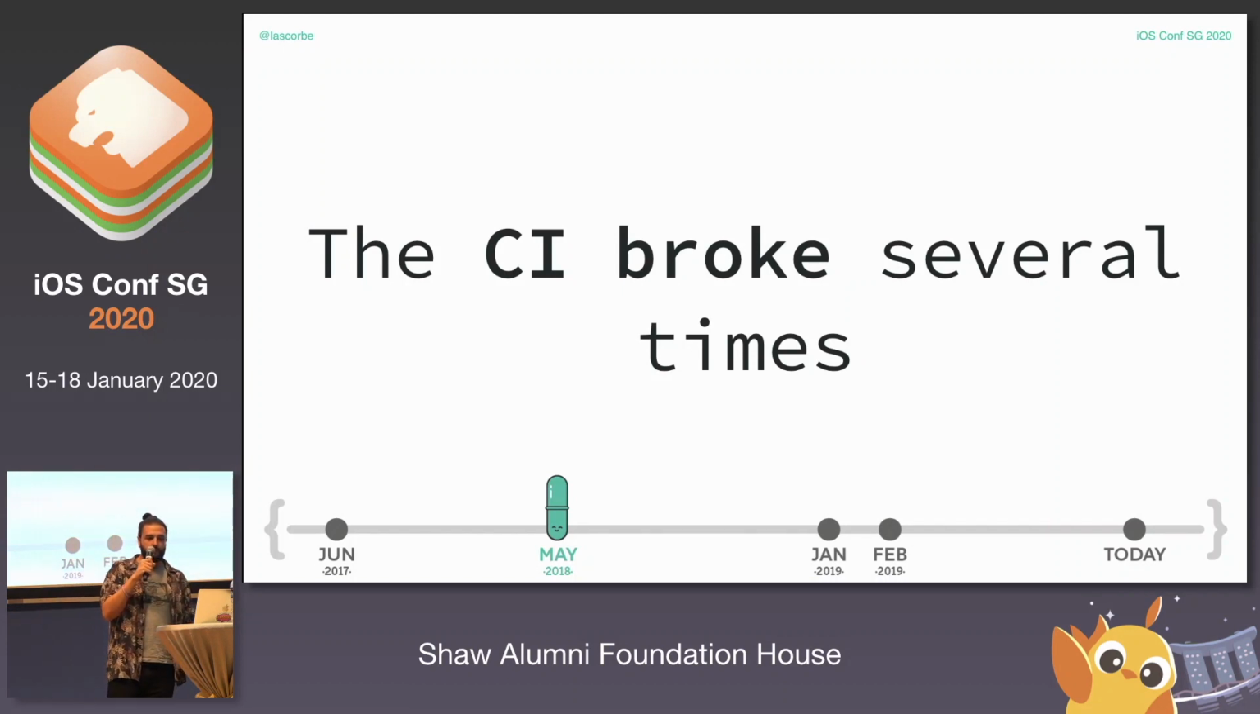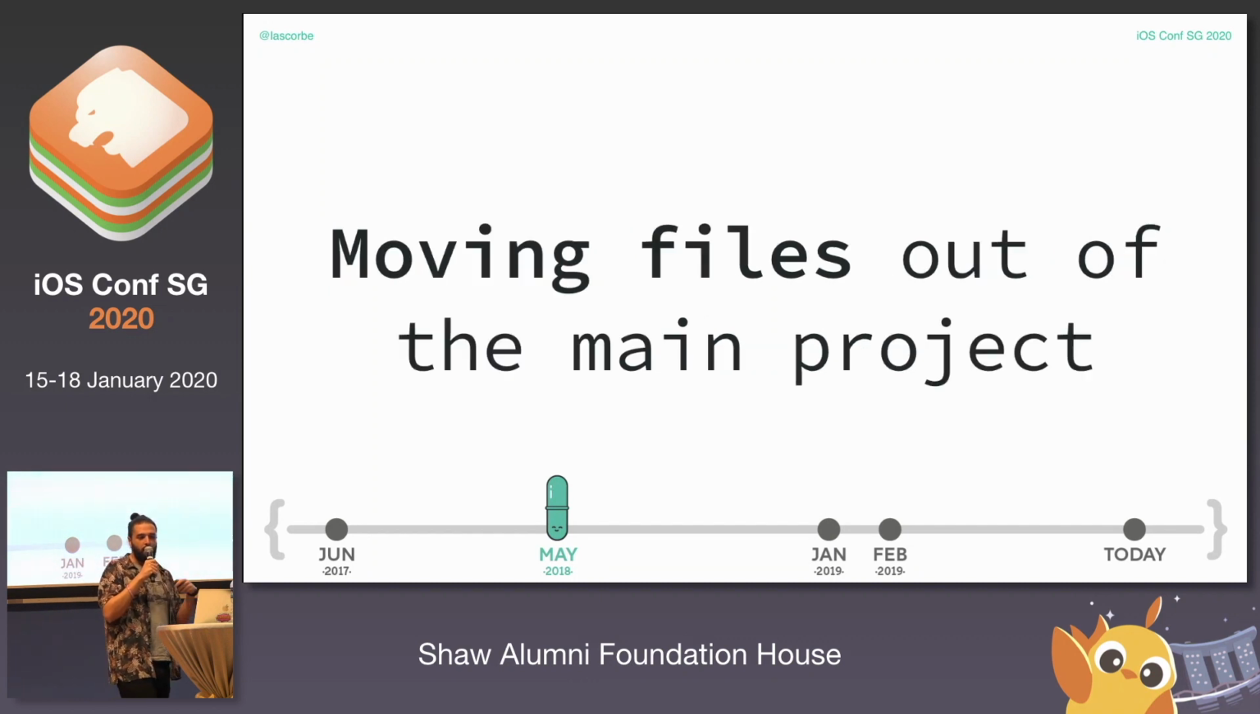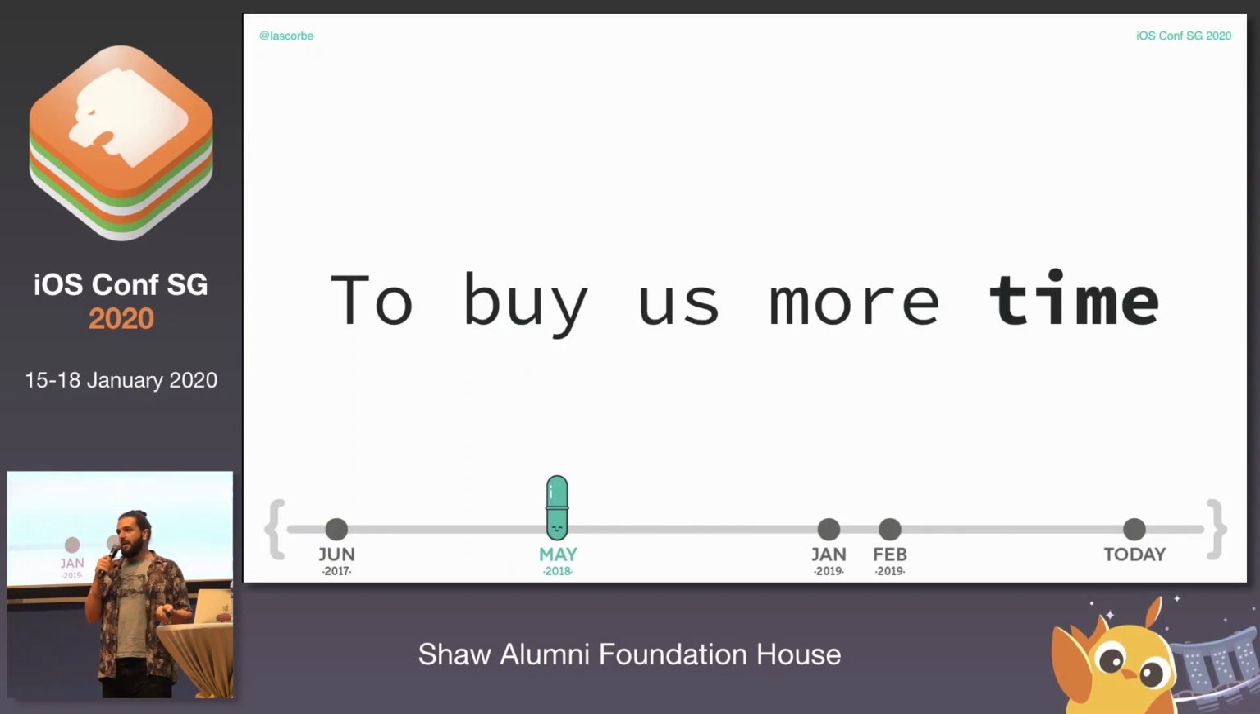So the CI broke, then we moved some files and we fixed it, then the CI broke again, then we moved more files. So we kept moving files out of the main project to those modules we created, which were just a couple of them. But to buy us more time, we thought that we needed a way of overcoming the issue faster.